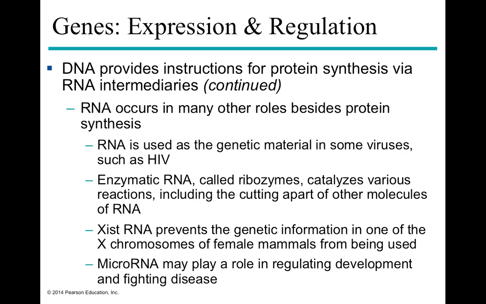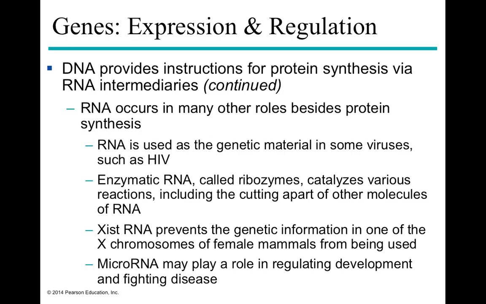It can be used as the genetic material in viruses, like HIV. We also have enzymatic RNA, those are called ribozymes, and those actually are going to be cutting apart various molecules of RNA and splicing them back together. And we have XIST RNA, which, as you may remember, ladies, you have an extra copy of an X chromosome as compared to the males in the room.